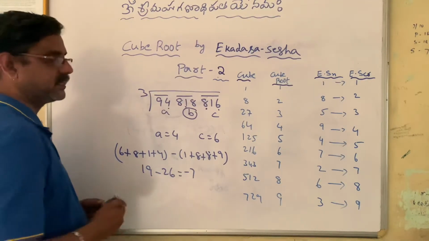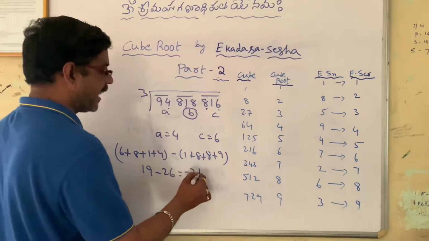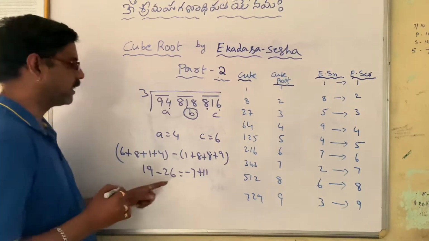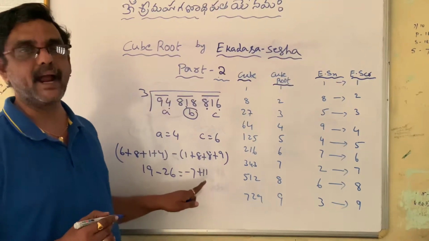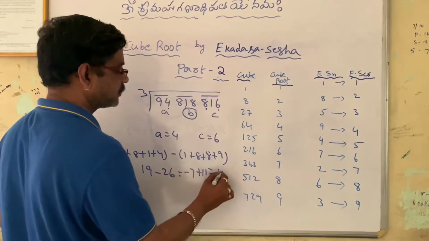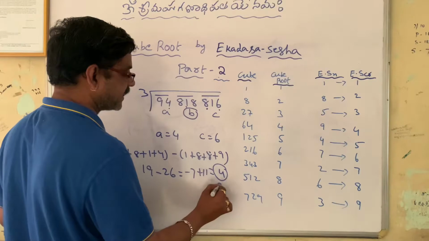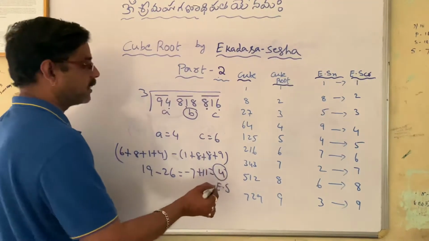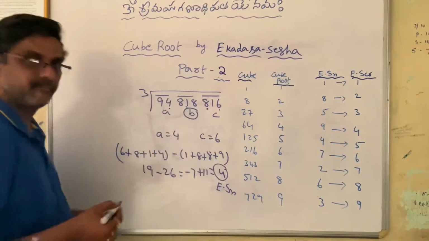Since the remainder is negative 7, we need to add 11 to it. If we get a negative number, immediately we have to add 11 to it. So minus 7 plus 11 is 4. So Ekadasha Sesha of the given number is 4.